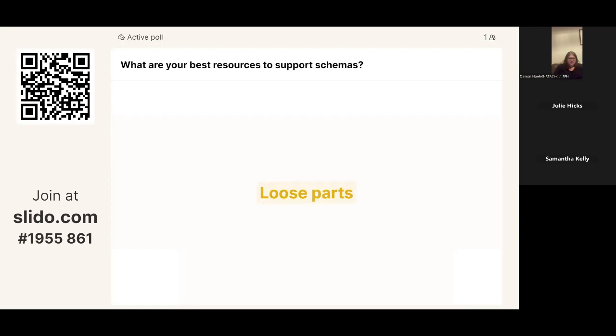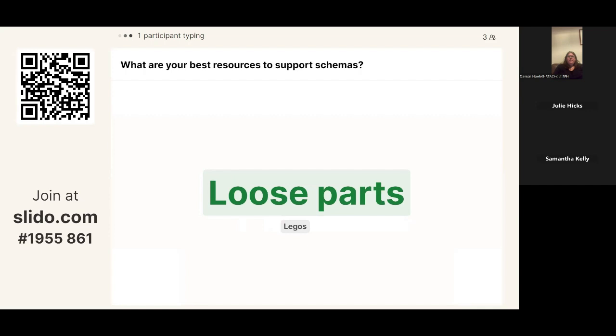And pop in what you use that you think children really can use to support schemas. Yeah, loose parts, Lego, yeah. Even though Lego is a manufactured toy, it's one of the best loose parts you can have as well, as long as you're not forcing children to only build certain things or not mix bits up or anything like that. I'm really glad that the Slido's working. It abandoned us for months.